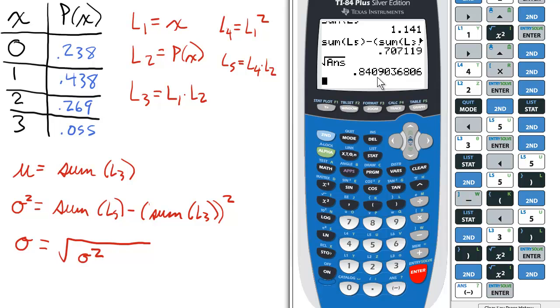Is it unusual for a family with 3 children to have only girls? No, because the probability of having 3 girls is greater than 0.05.